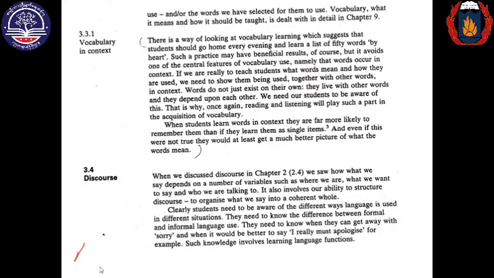We have already taught vocabulary in context. I will give you an example again.